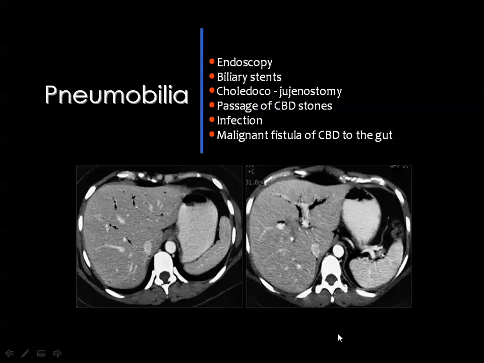Then detection of air inside the biliary system is known as pneumobilia, and pneumobilia is usually the sequelae of previous endoscopy or the application of biliary stents, or surgery doing choledochojejunostomy, for example, or the passage of stones from the common bile duct into the duodenum, and also may be the sequelae of infection, and finally malignant fistula between the biliary system and the gut may lead to the leakage of air inside the biliary system.